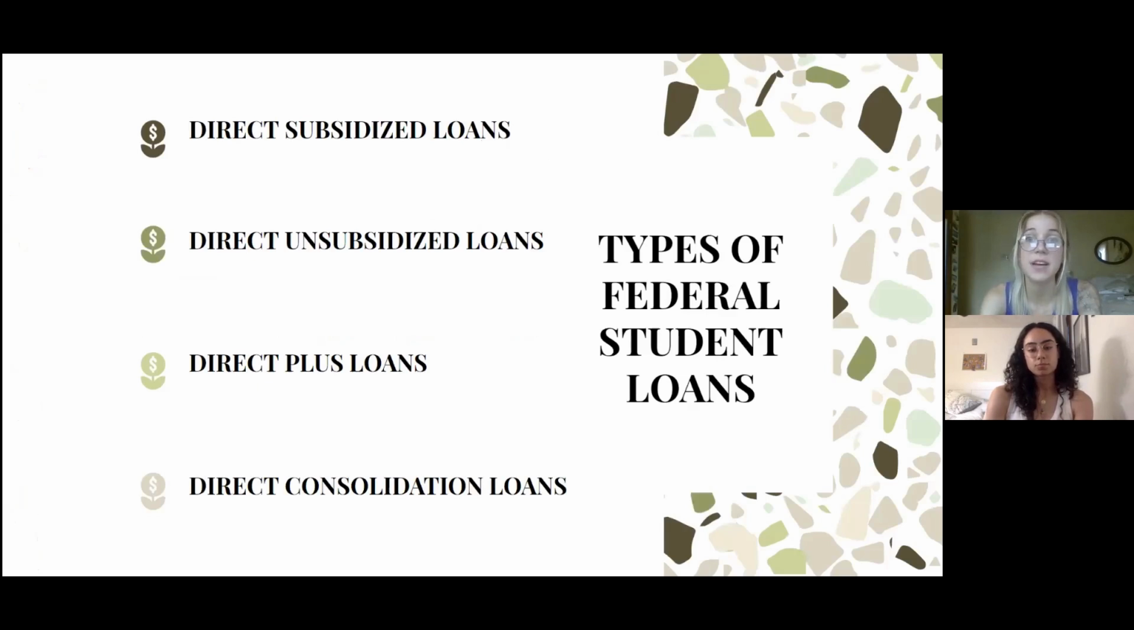All right, so types of federal student loans. So there's going to be direct subsidized loans, direct unsubsidized loans, direct plus loans, and direct consolidation loans.